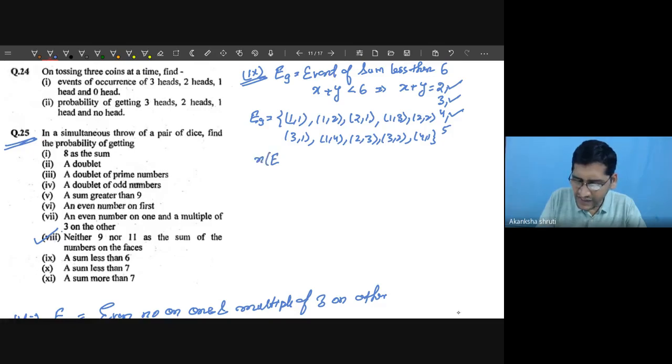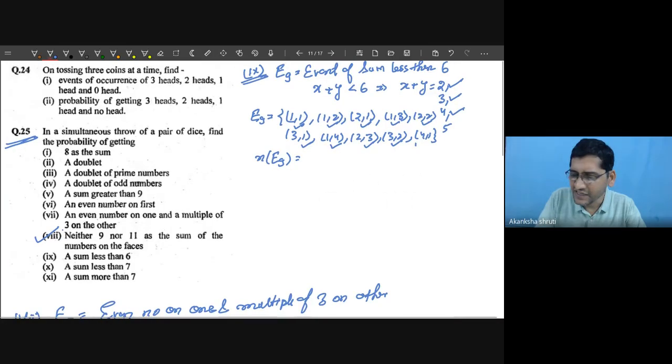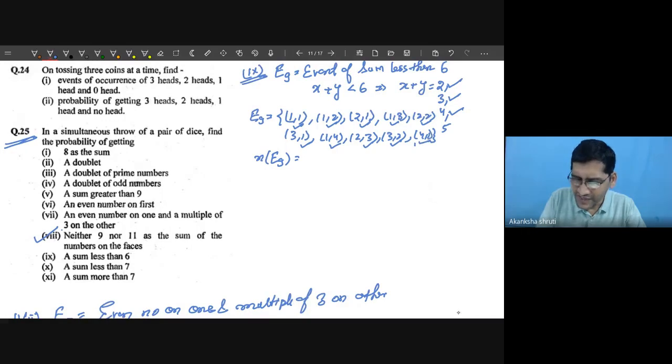So any 9, count it. 1, 2, 3, 4, 5, 6, 7, 8, 9, 10. So 10 such pairs are there. Therefore, PE9 will be how much? 10 by NS is always our 36.